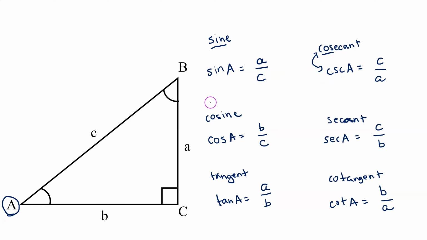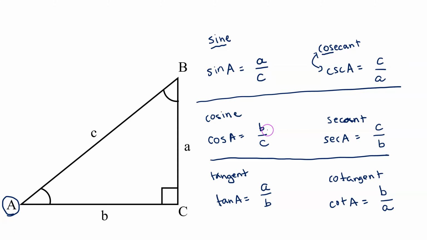Another thing is, you'll notice I've sort of paired them up. These two are related to one another. See how the fraction is just flipped? This is A over C, this is C over A. These two are related to one another. This is B over C. This is C over B. And then these two are related to one another. This is A over B, and this is B over A. So their ratios are simply reciprocals of one another.